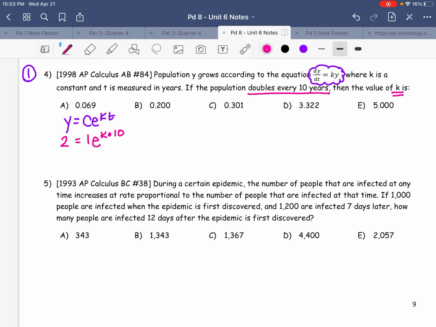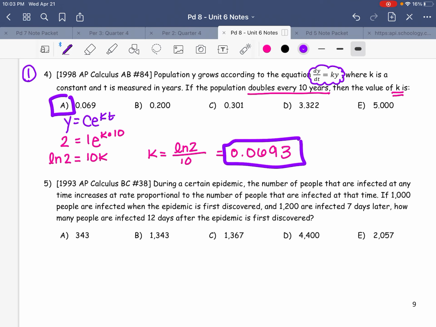The problem's asking me to solve for K, so I'm going to take the natural log of both sides. So I'm going to say the natural log of 2 equals 10K, and I'm going to divide both sides by 10. So K equals the natural log of 2, all divided by 10. If I type that into my calculator, make sure you close parentheses after the 2, I get 0.0693, and that would be A. Okay.